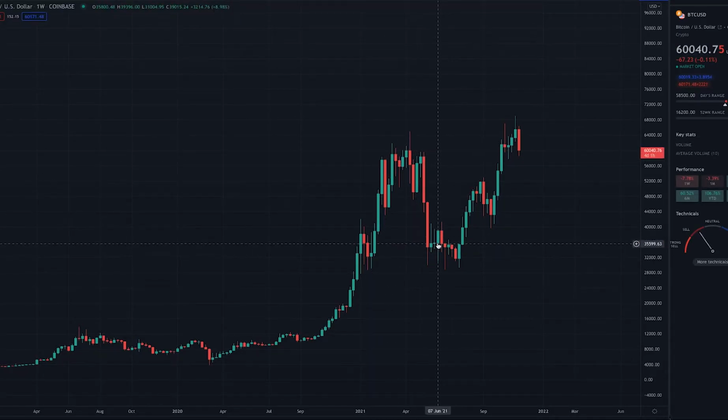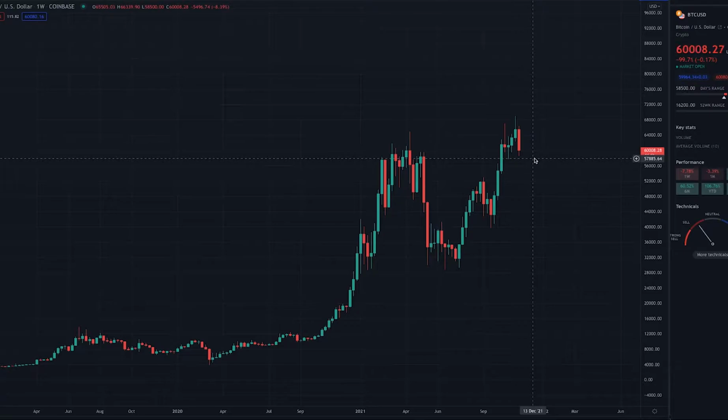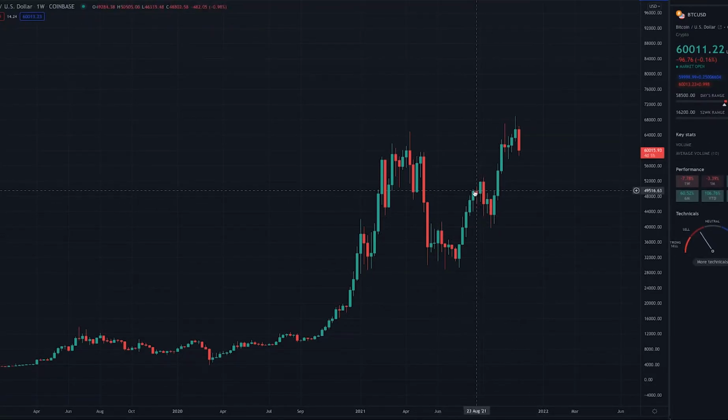So this is a shoulder forming. This is an inverse head. And here we have another shoulder that should be forming, known as a right shoulder. This is called an inverse head and shoulders. A lot of people said this was going to be the shoulder, and it kind of did, so we wouldn't be surprised if it didn't come all the way down.